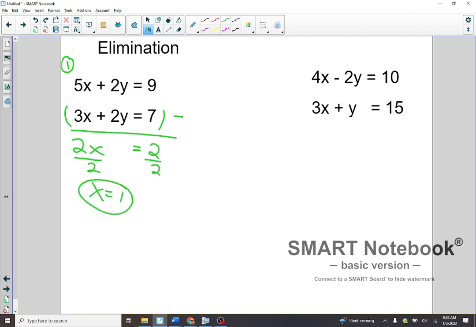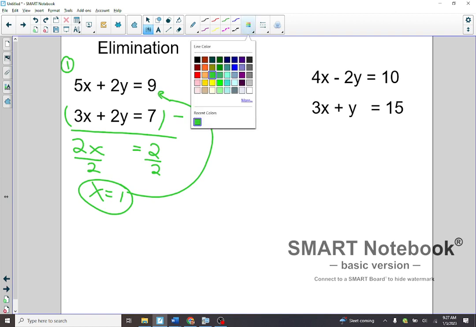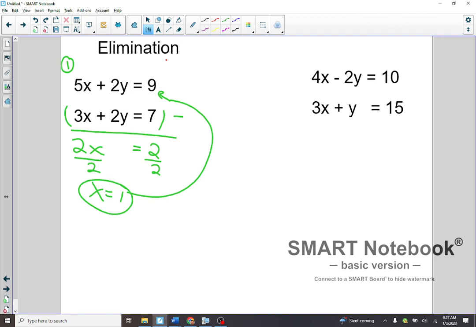Now, x equals 1. What can we do with that 1? Good, we're going to plug it back into one of the two equations. Somebody choose. Top. All right, top. You could choose whatever one to plug into. So then, I'm going to plug it in the top.